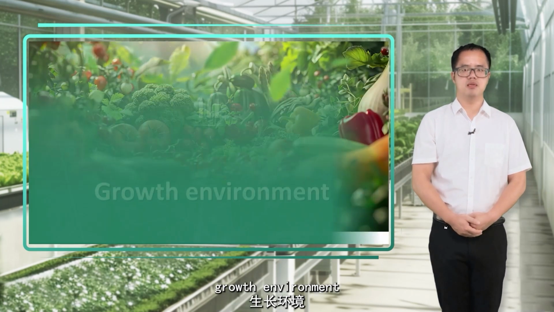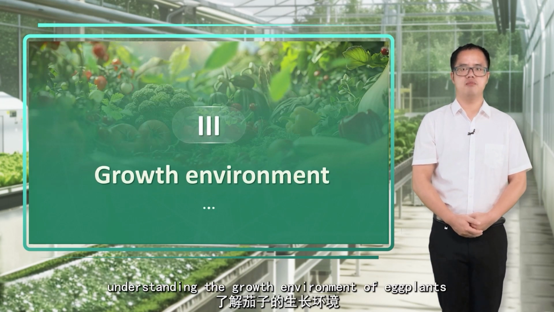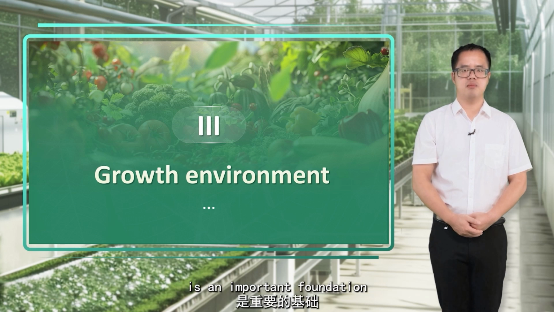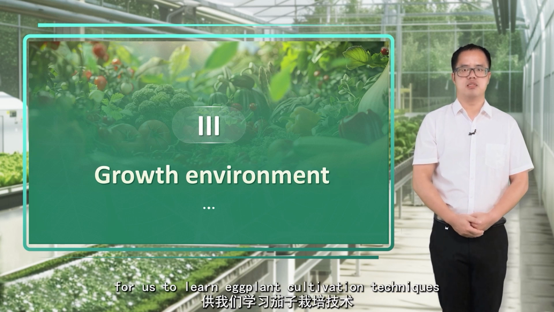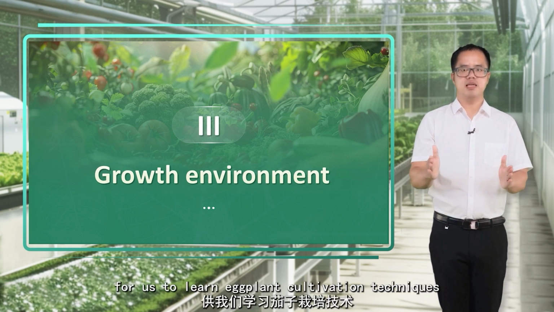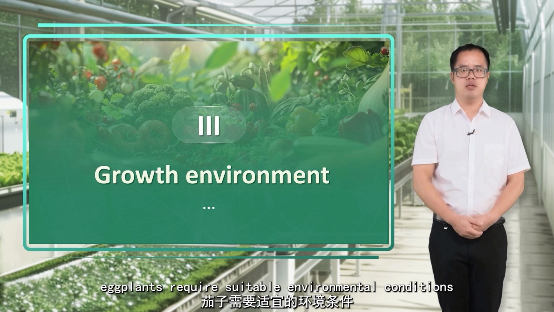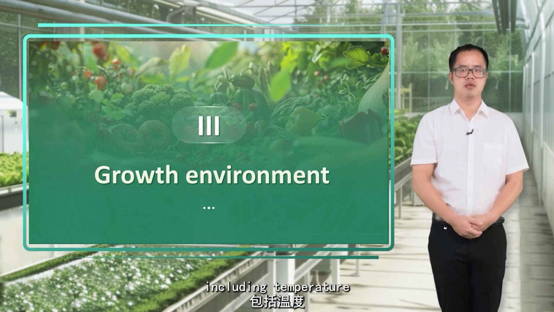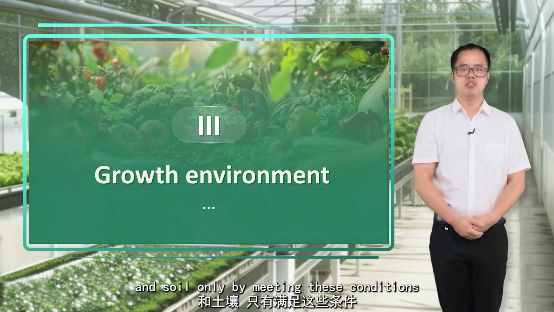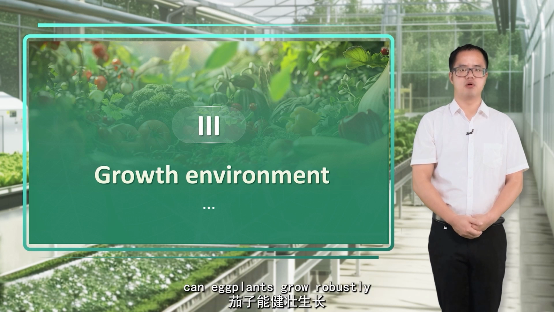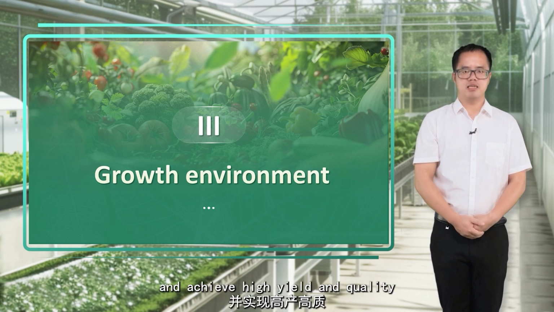Growth environment. Understanding the growth environment of eggplants is an important foundation for us to learn eggplant cultivation techniques. Eggplants require suitable environmental conditions for growth, including temperature, light, water, and soil. Only by meeting these conditions can eggplants grow robustly and achieve high yield and quality.